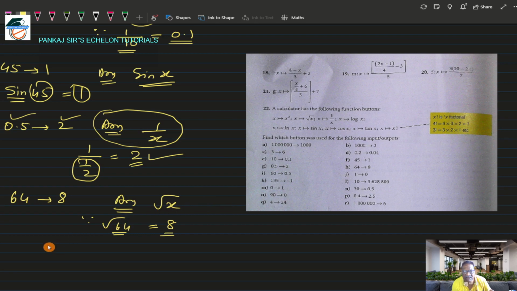I is 60 to 0.5. Now, if you have a sound knowledge of the basic trigonometry, you can do these questions quite rapidly. Now, cos of 60 is always equal to 0.5. So this is your input, this is your output. So your function has to be cos x. So this is the answer. Cos x, right? Fine. I is done.